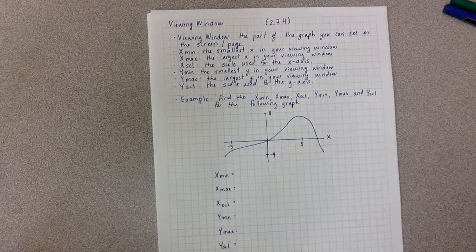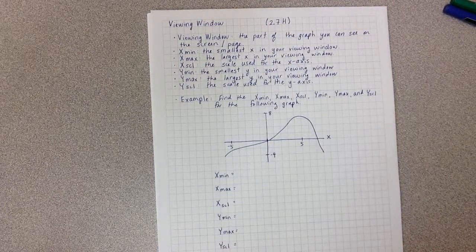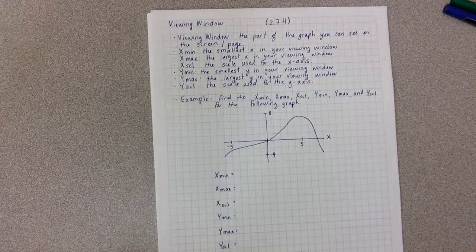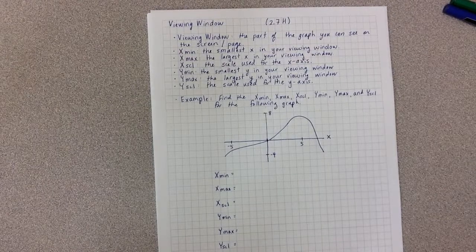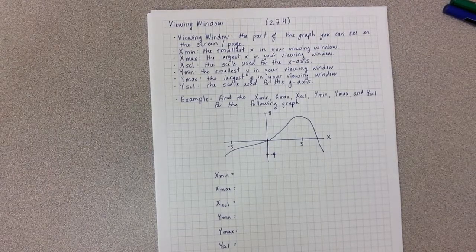These notes are on the topic of viewing window. It's a topic that you covered in section 2.7H. The viewing window is the part of the graph you can see on the screen or the page.